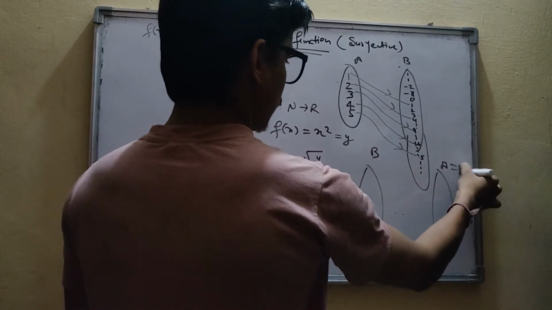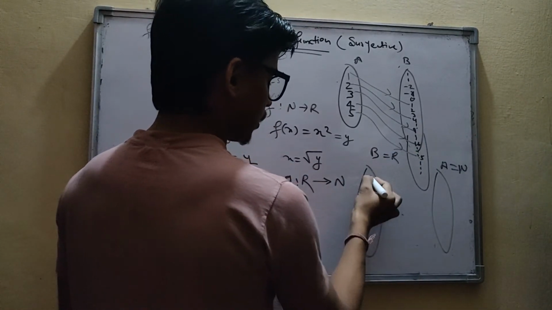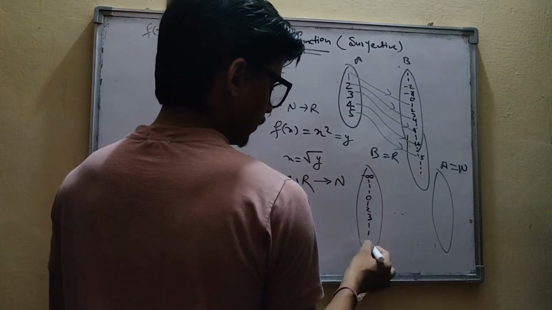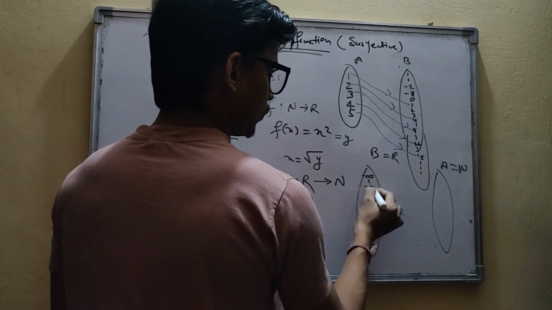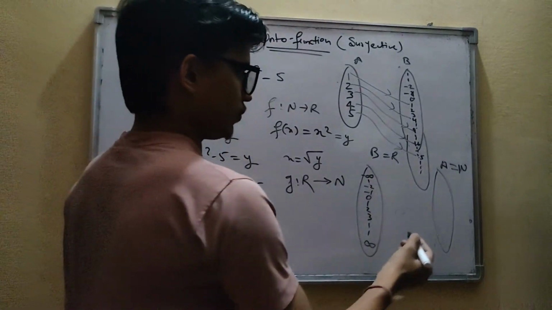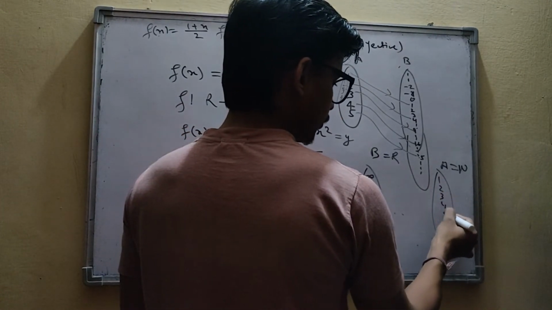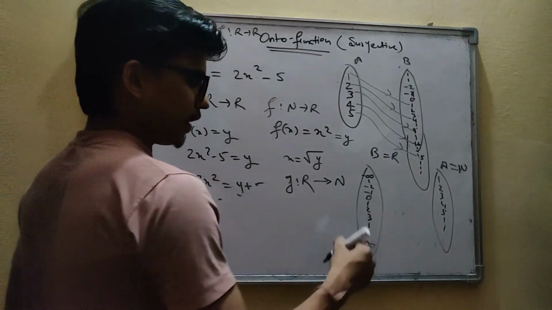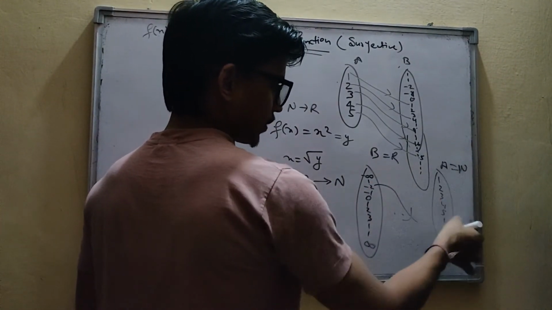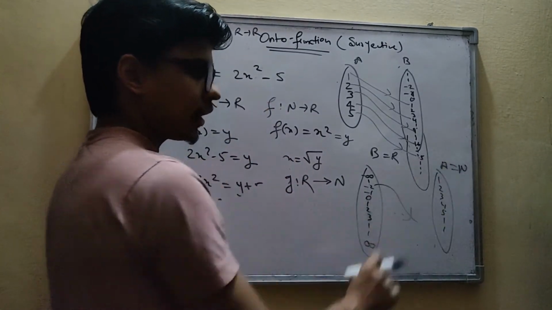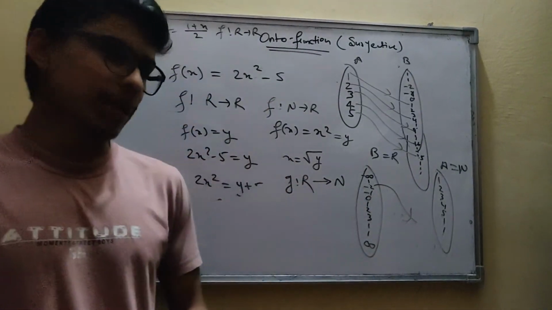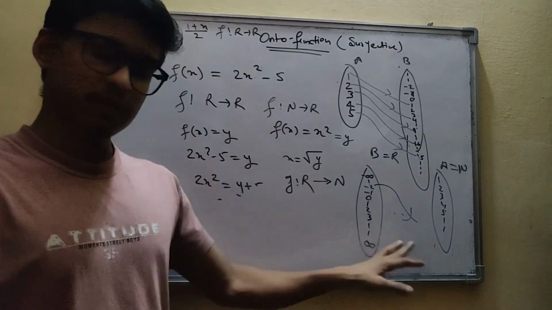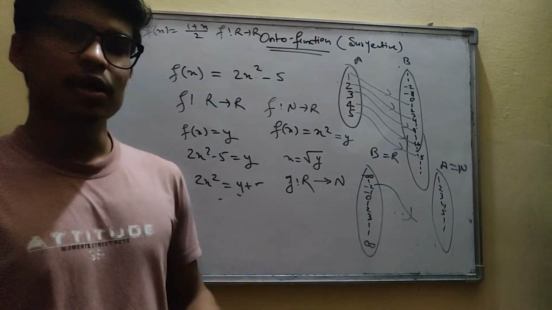What is a? A is natural and b is real, so it will start from minus infinity, 0, 1, 2, 3 and so on, and it will go till infinity, right? So minus 2, minus 1 like this, and here only natural numbers: 1, 2, 3, 4, 5, right? Now if I substitute a real number, let's say minus 2, then there is nothing, no value in the natural numbers in a to which I can map the value of y, right? So the function doesn't exist. So this function is not onto.